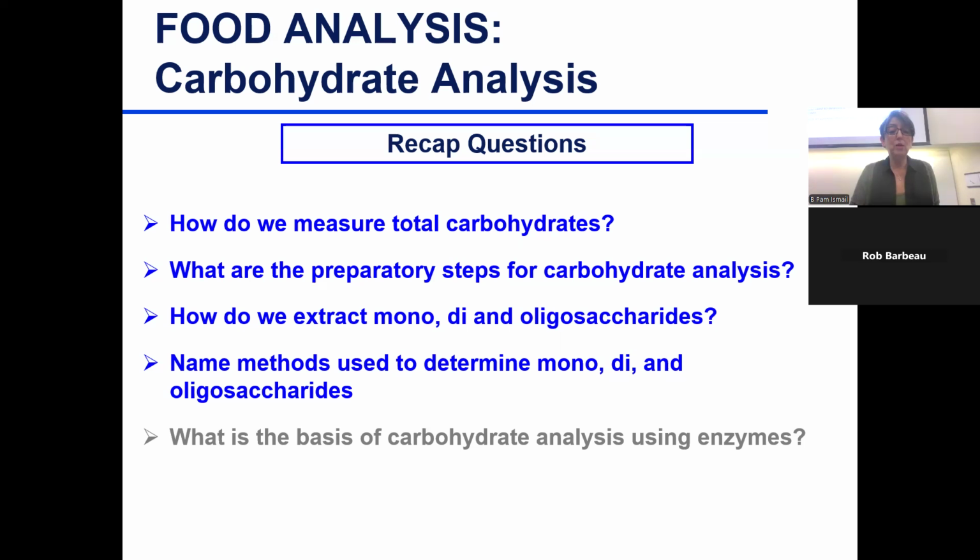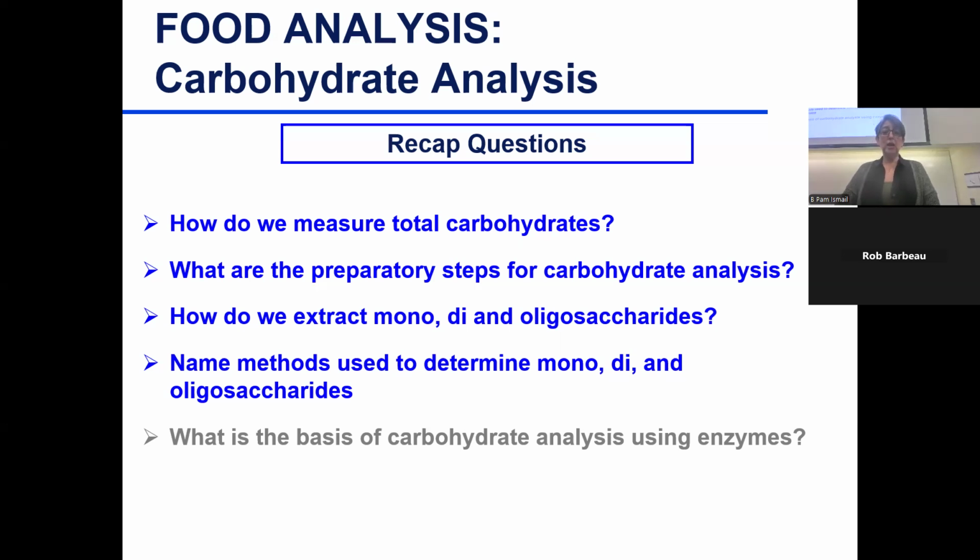What are the preparatory steps for carbohydrate analysis? Yes. So if the sample is not a dry powder or a flour already, we need to remove the moisture. And definitely if you have fat, sometimes even if you have low fat content, the first step is to defat to remove interferences. Very good.